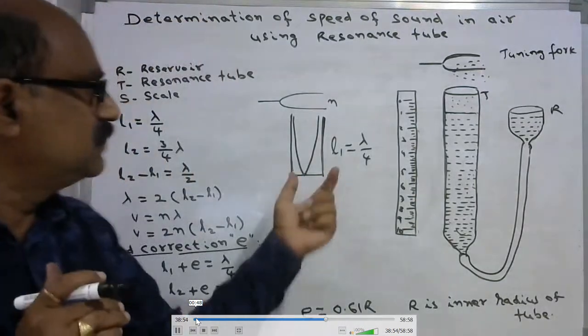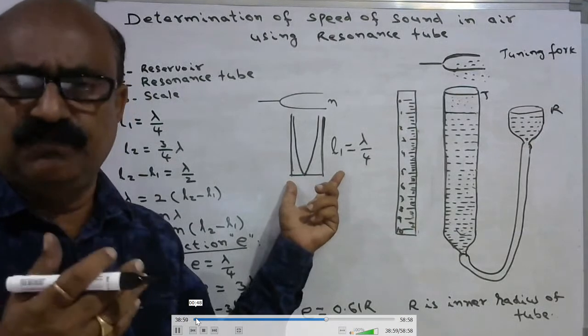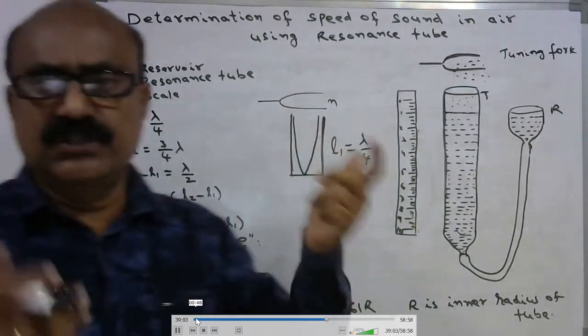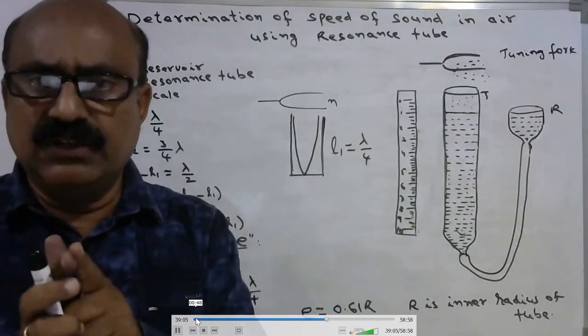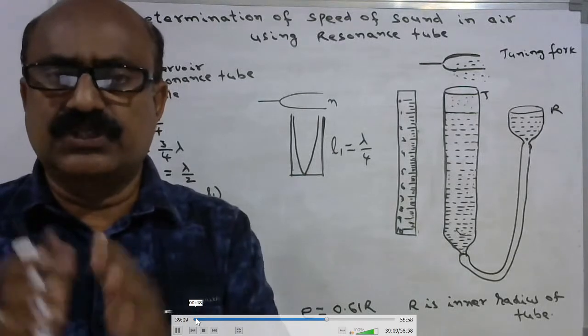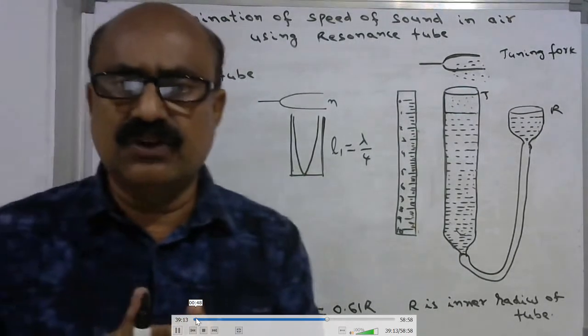The natural frequency, or the fundamental frequency, the first mode of vibration of the air column, and the natural frequency of the tuning fork, when they become equal, then the phenomenon of resonance occurs. So the sound vibrates with maximum amplitude. This particular stage is called resonance.